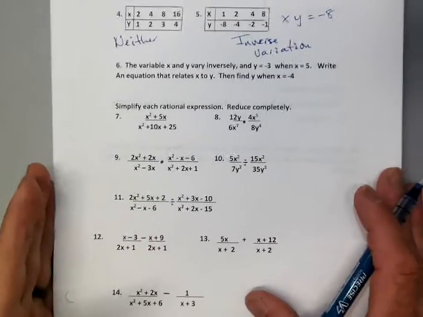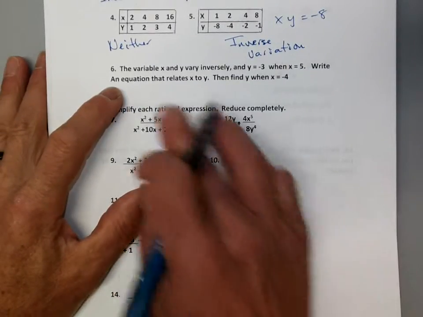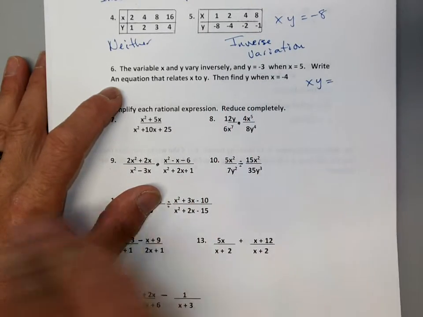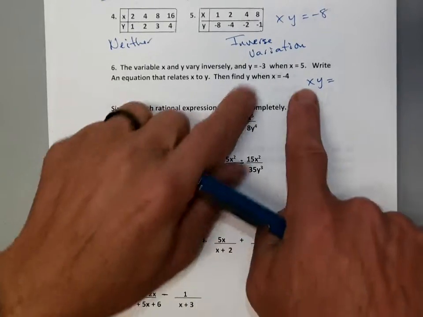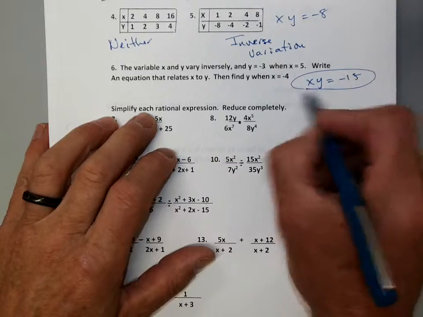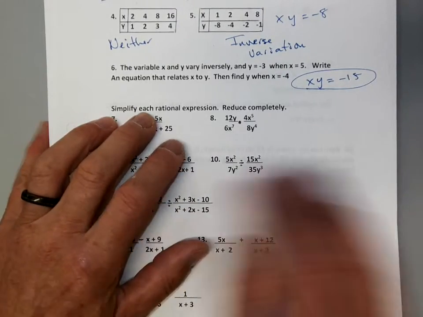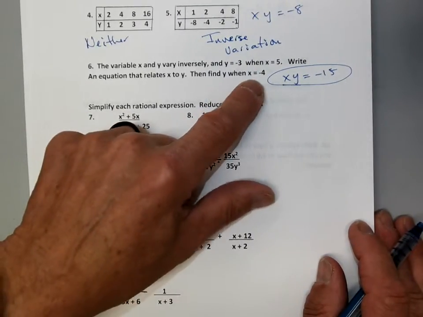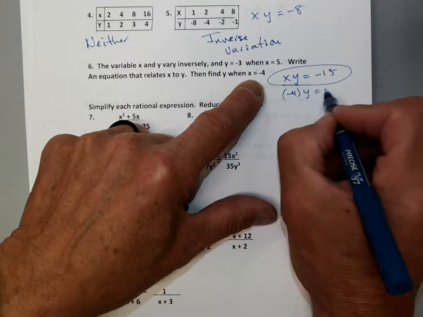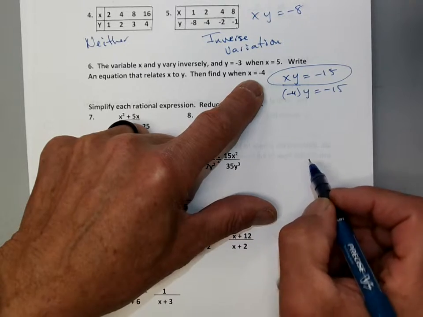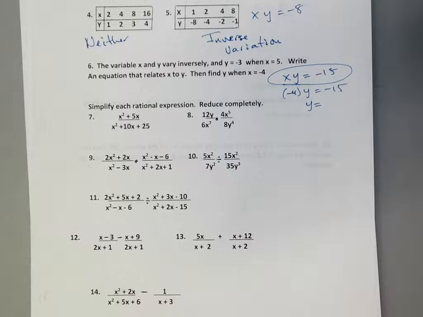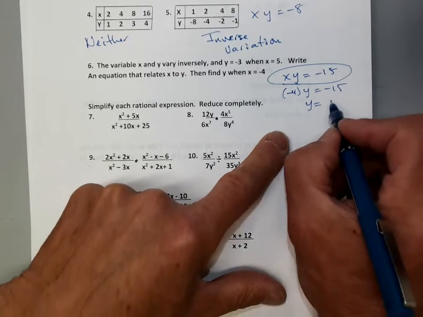Number 6. All right? The variables x and y vary inversely, so I'm going to say x times y equals some number, which is negative 15. It says write an equation. There's my equation, right? And then find y when x is negative 4. So I'm going to go negative 4 times y equals negative 15. Divide. What's 15 divided by 4? 3 and 3/4. So 3.75.